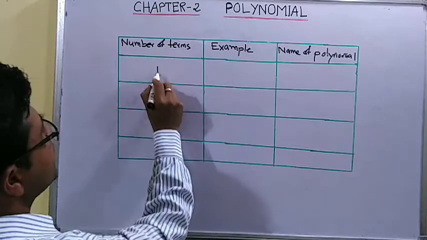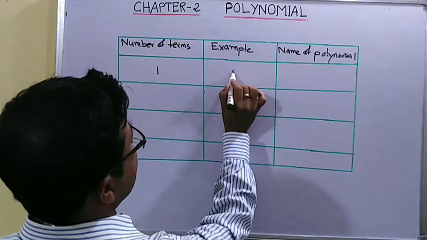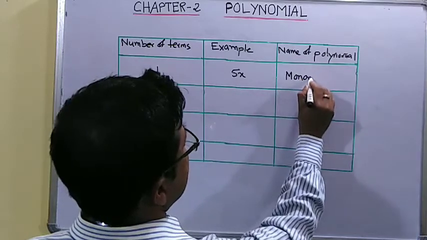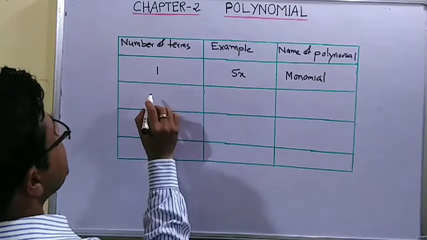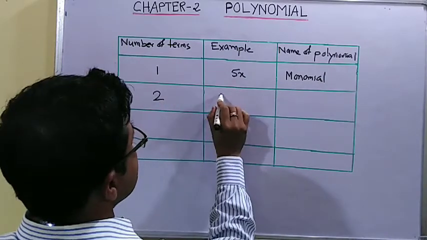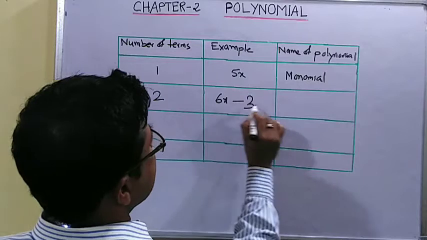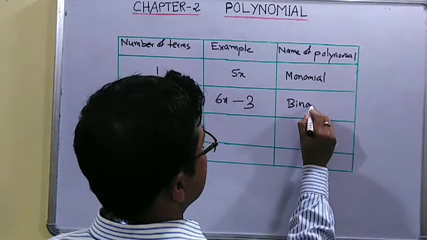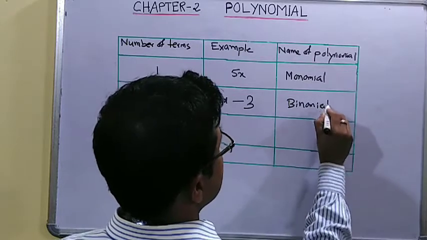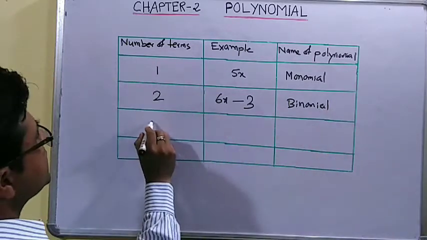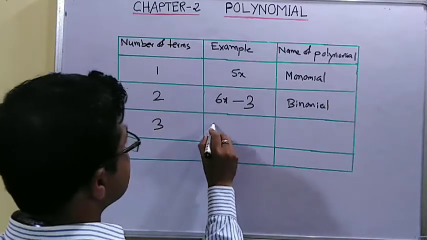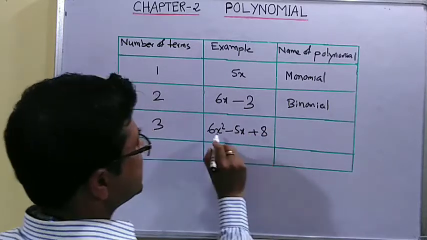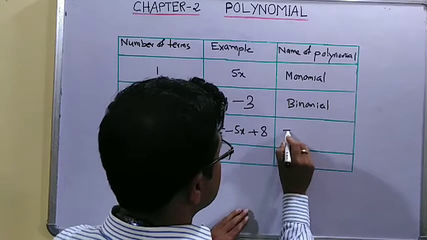If the number of terms is 1, for example 5x, it is known as a monomial. If the number of terms is 2, suppose 6x minus 3, as there are two terms, we name it a binomial. If the number of terms is 3, for example 6x square minus 5x plus 8, as there are three terms, we name it a trinomial.